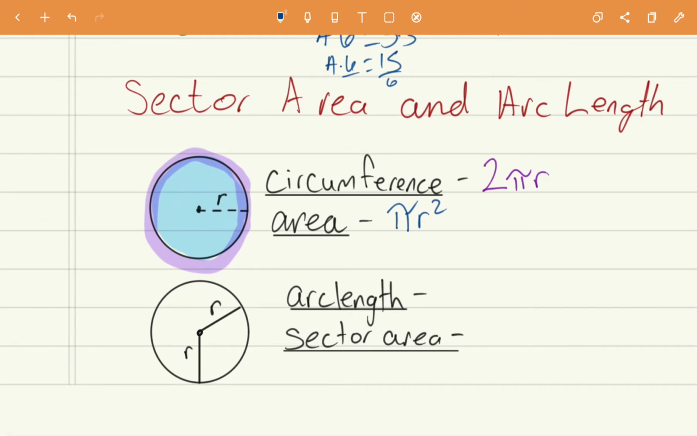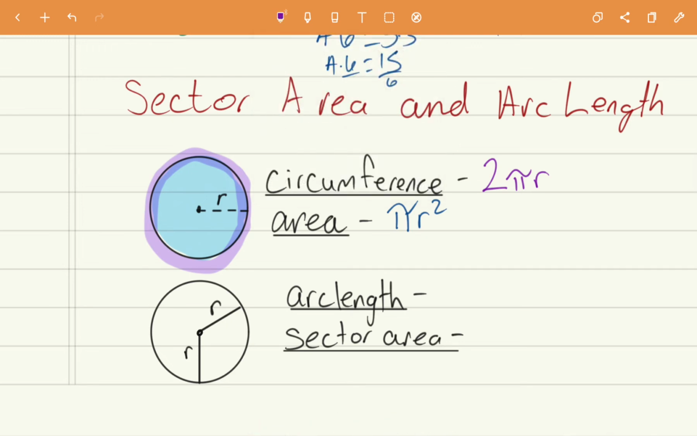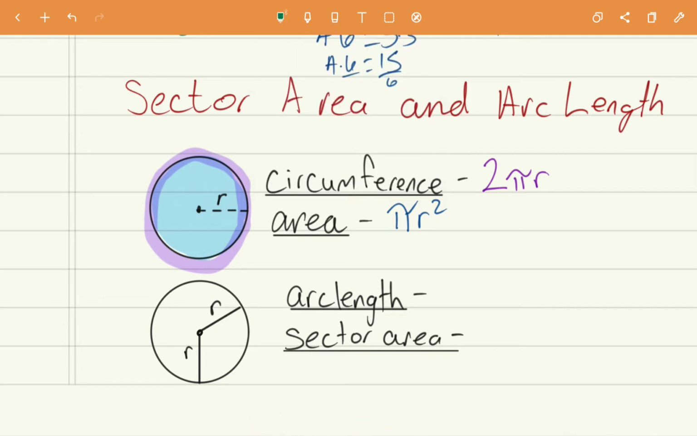So those are both for the entire circle. But what if we don't want the entire circle? What if we don't want the entire pizza? Well, in this case, you're going to need to know not just the radius, but the angle measure as well.